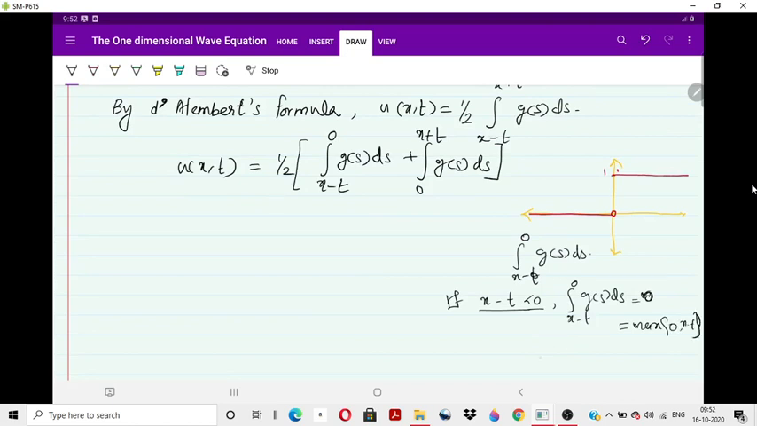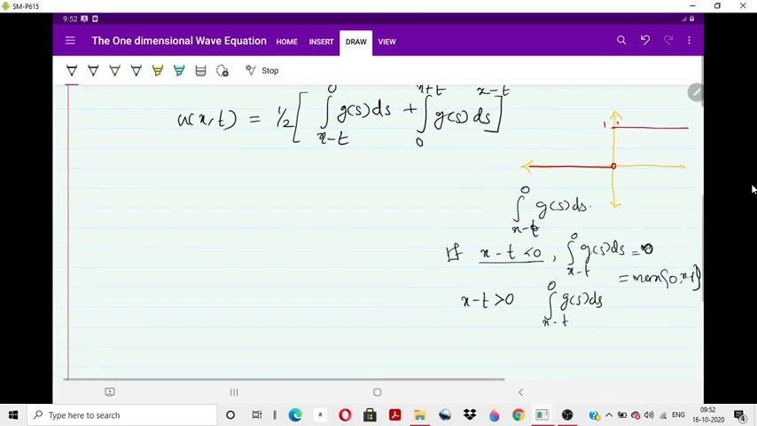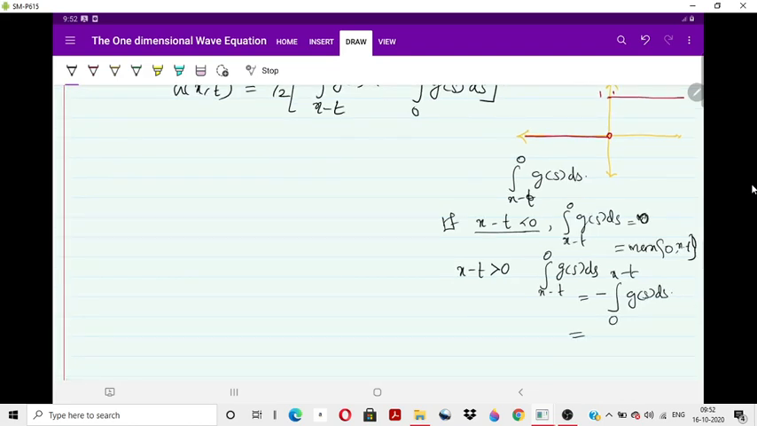And when x minus t is greater than or equal to 0, the integral from x minus t to 0 of g(s) ds we can write as minus the integral from 0 to x minus t of g(s) ds. In that case, g(s) has the value 1. So applying the lower and upper limits, we will get minus of (x minus t).